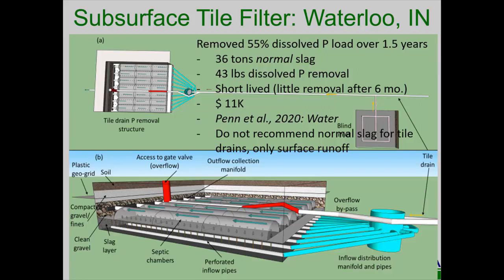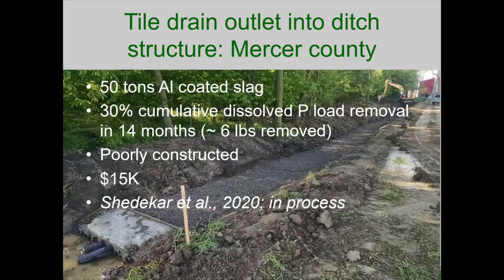this: you cannot use regular slag for treating tile drainage water. You can use it for surface water. Tile drainage water kills slag. The short explanation why is that the bicarbonate in the tile drainage water competes with the phosphorus. It uses up all the calcium in the slag. So bicarbonate kills slag. Can't use it for tile drainage water. Great for surface water.